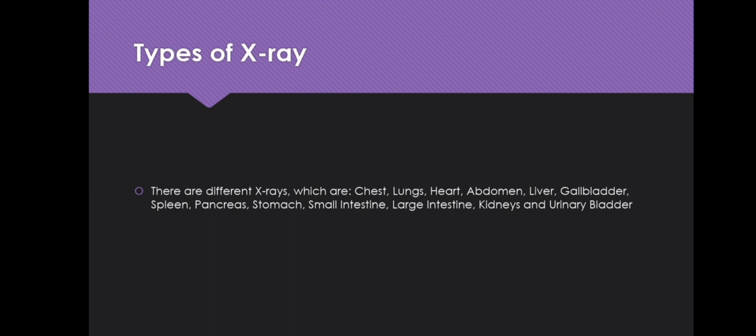Types of X-ray. There are different X-rays, which are chest, lungs, heart, abdomen, liver, gallbladder, spleen, pancreas, stomach, small intestine, large intestine, kidneys, and urinary bladder.